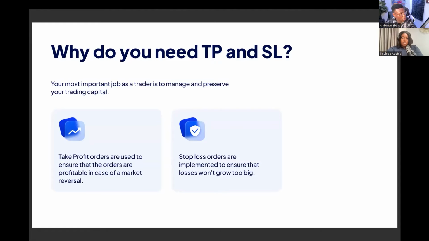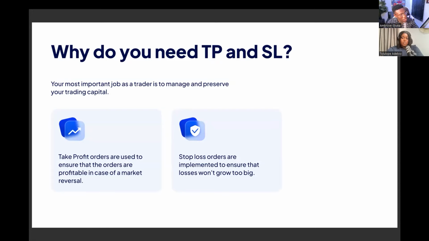Yes. So why do you need take profit and stop loss? Your most important job as a trader is to manage and preserve your trading capital. Take profit orders are used to ensure that the trades are profitable in case of a market reversal, and stop loss orders are implemented to ensure that losses won't grow so big. So tell me, do you think you're going to be using take profit and stop loss?